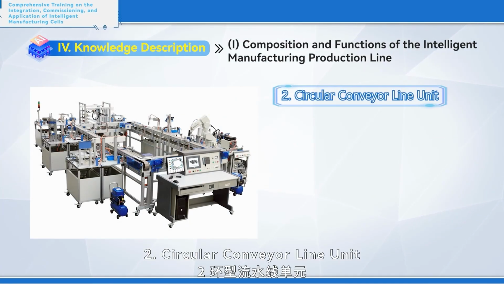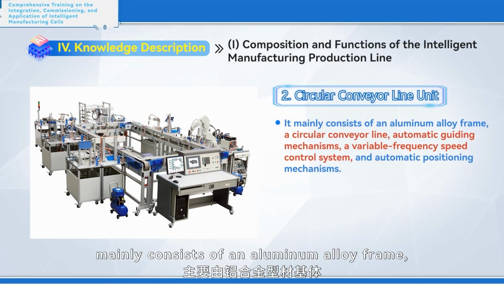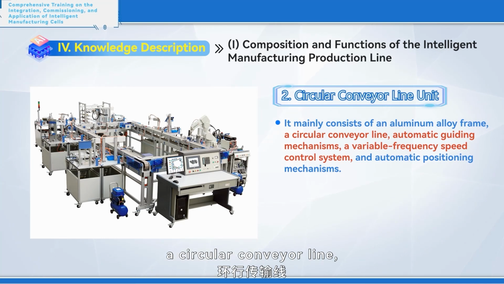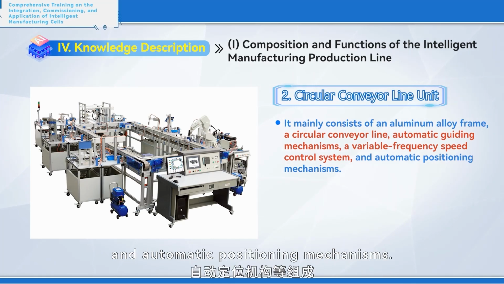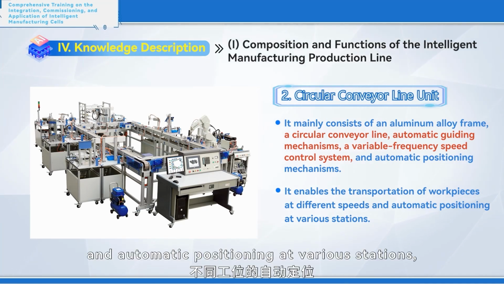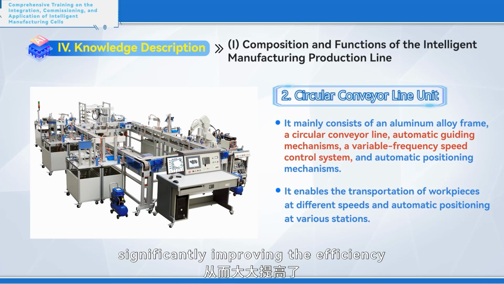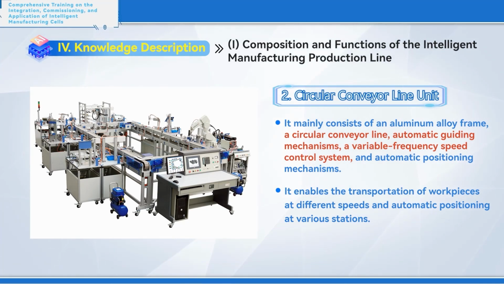2. Circular Conveyor Line Unit. The circular conveyor line unit mainly consists of an aluminum alloy frame, a circular conveyor line, automatic guiding mechanisms, a variable frequency speed control system, and automatic positioning mechanisms. It enables the transportation of workpieces at different speeds and automatic positioning at various stations, significantly improving the efficiency of the automatic circular conveyor line.